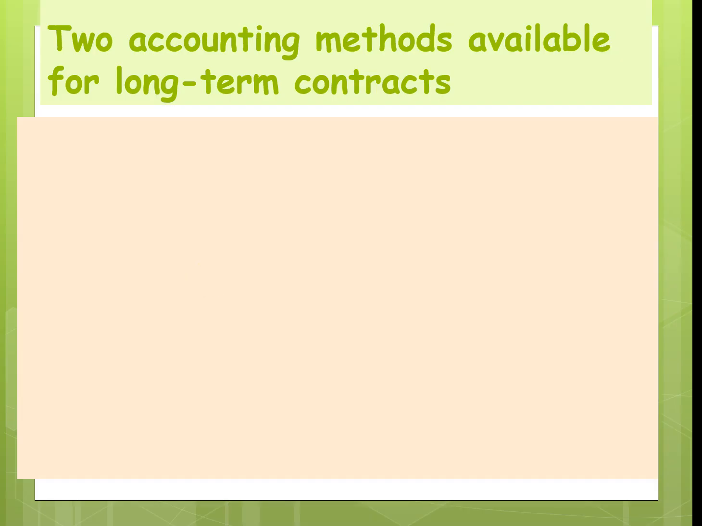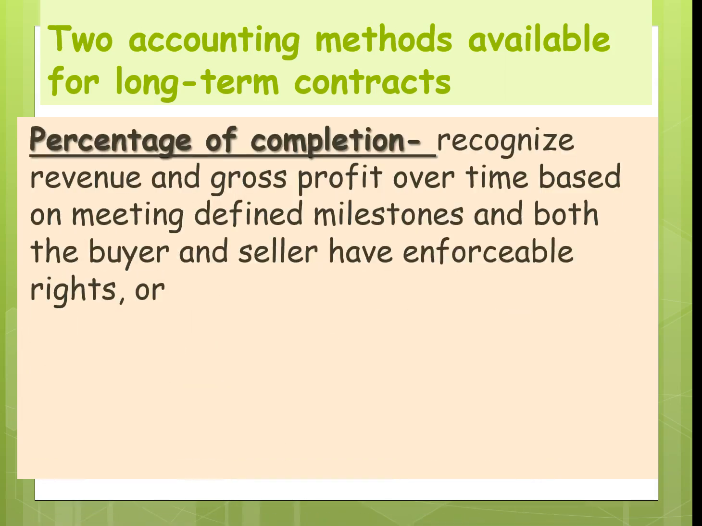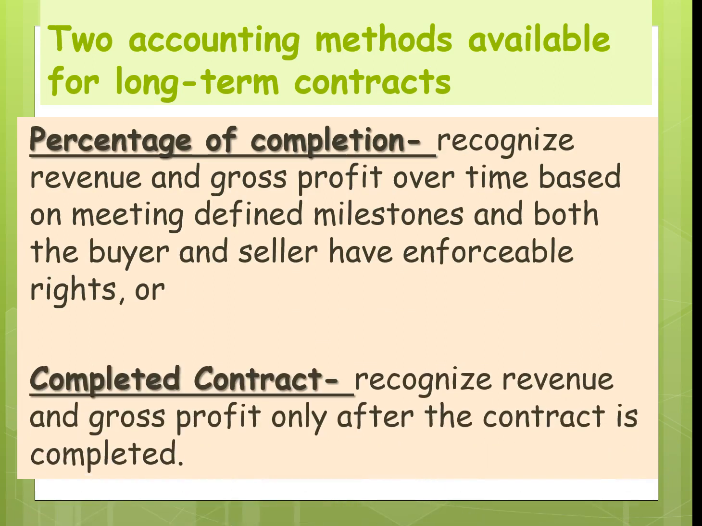There are two accounting methods available for long-term contracts. There's percentage of completion, where you recognize revenue and gross profit over time after meeting certain criteria, and completed contract, where you recognize revenue and gross profit only after the contract is completed.